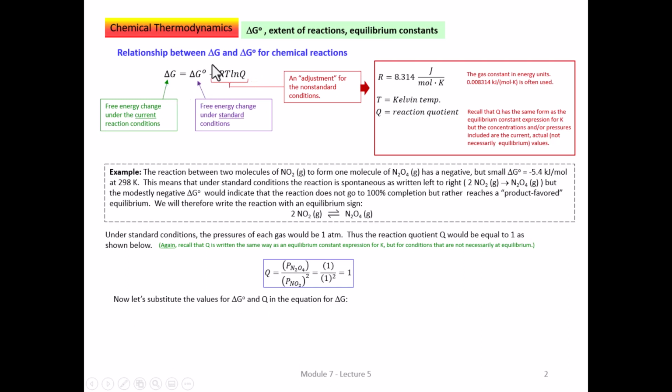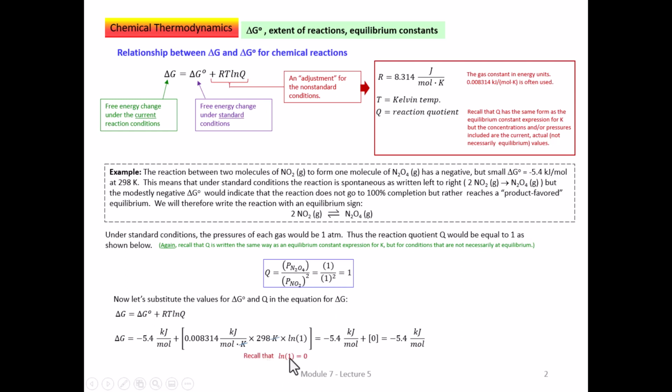We're going to put in a standard free energy change and a value for Q. We'll use 298 for the temperature. And we can calculate the actual free energy change under standard conditions, 1 atmosphere of each. So we get delta G equals minus 5.4 kilojoules per mole plus this adjustment, the gas constant times the temperature times ln of Q. And remember, Q is 1.